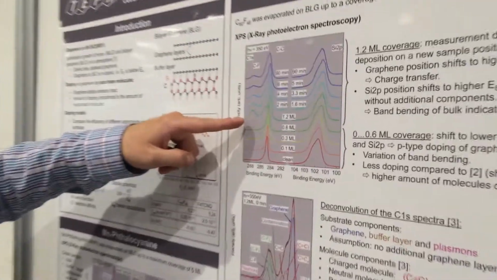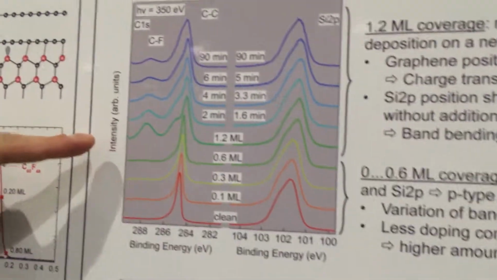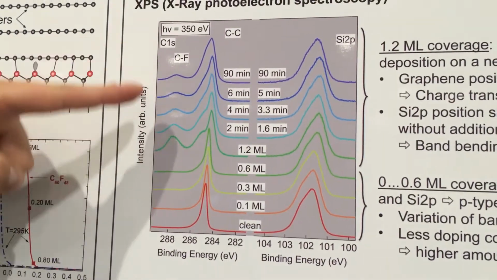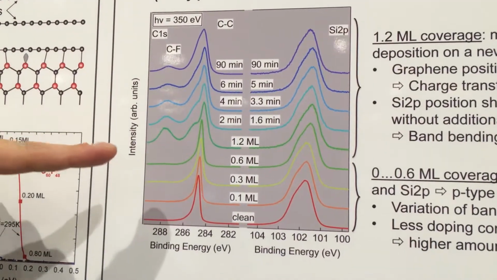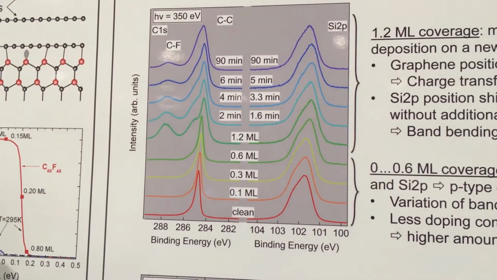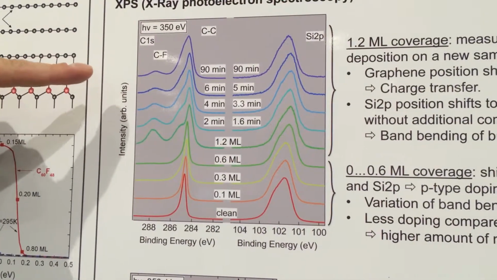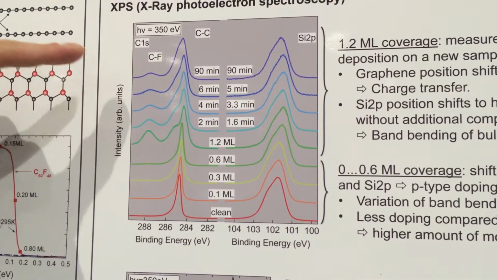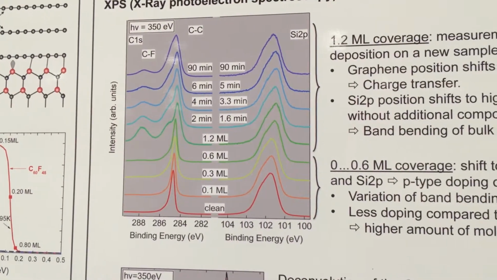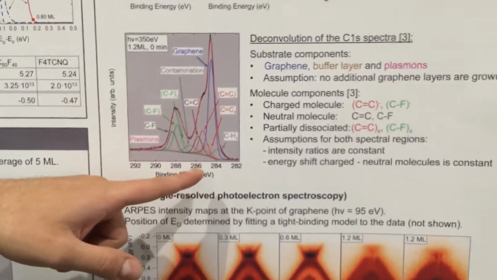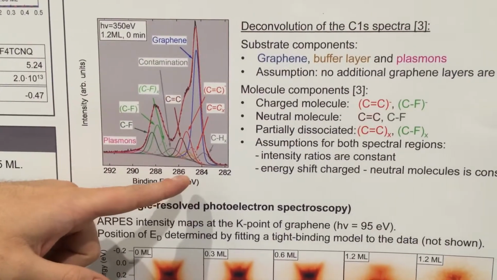that there is a signature at higher binding energies. This is the fluorine induced, this is the fluorine region over there, and what you can see is that it goes down the longer we illuminate it. Let's go to this side maybe. This here is the convolution. There are very, very many peaks in there.